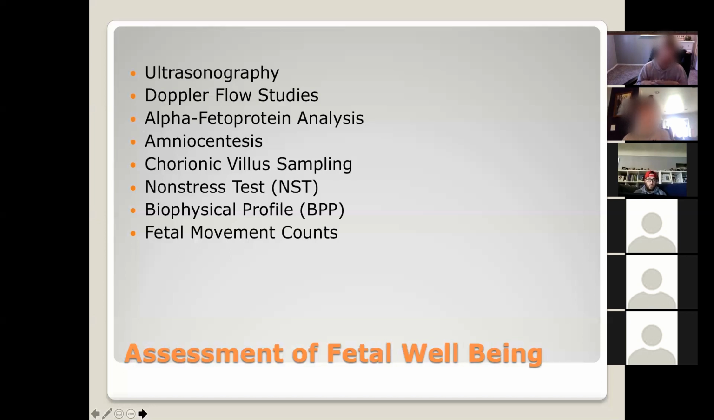Keep their hands on their belly, count how many times they feel the baby kick, roll, any type of movement they feel in the baby, and see how long it takes them to get to 10 movements. If they feel less than 10 movements in an hour, they need to repeat it, and so on and so forth. We'll kind of teach them about that. So again, it's just looking at fetal well-being.